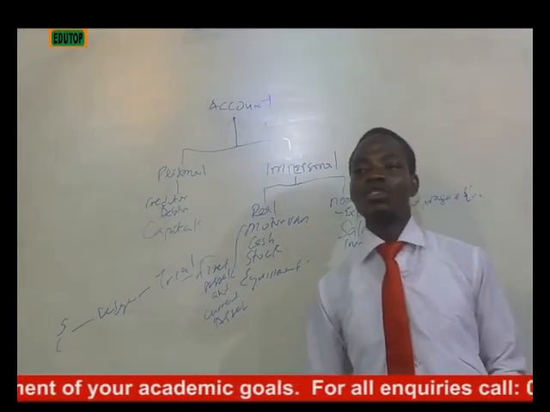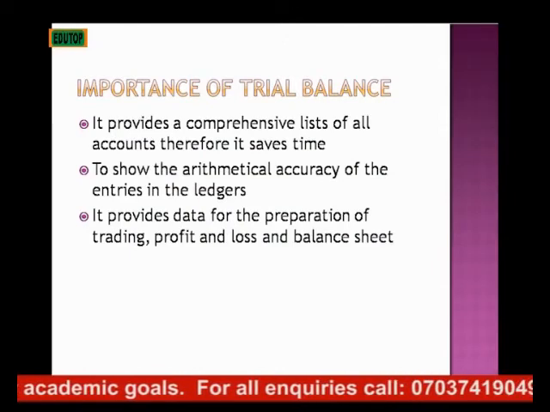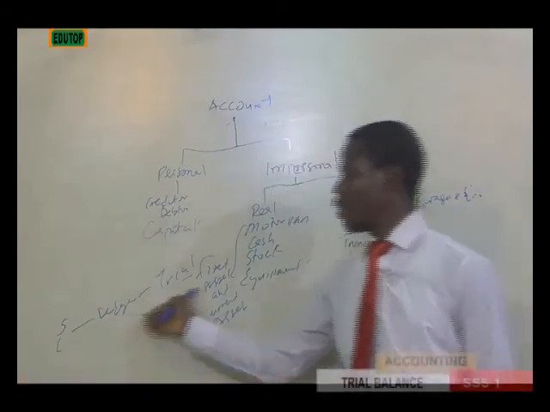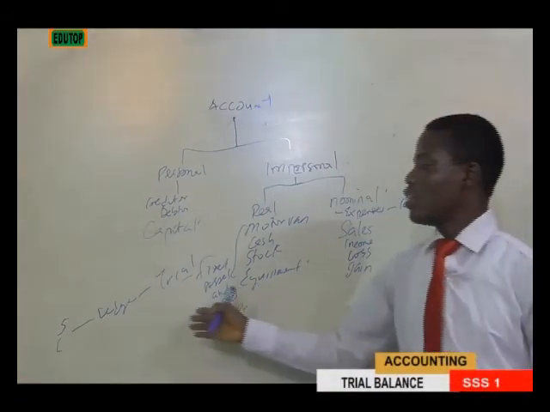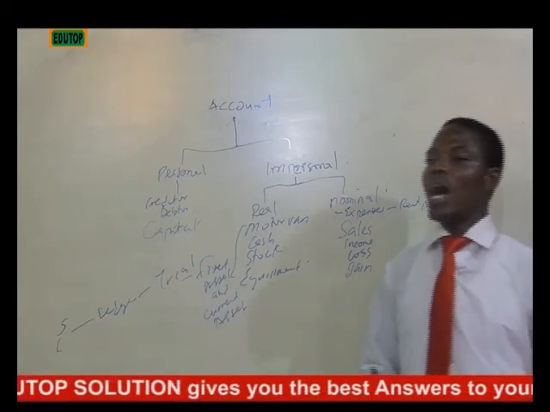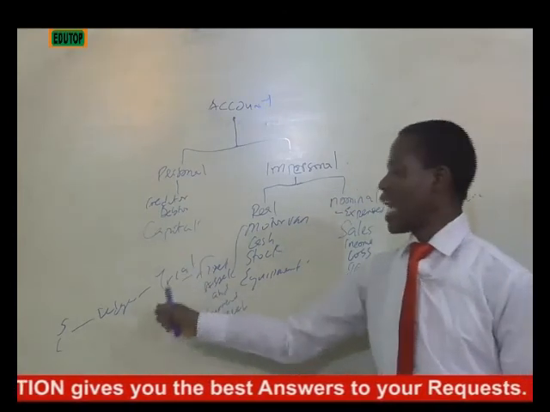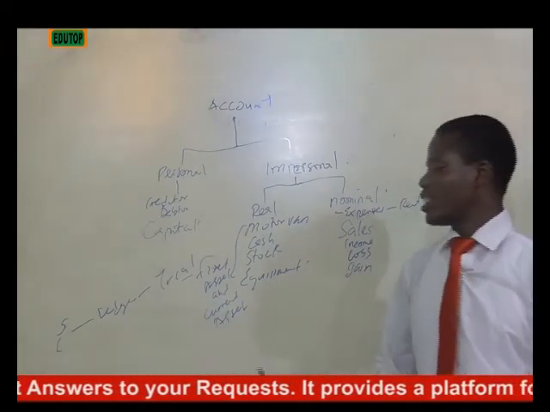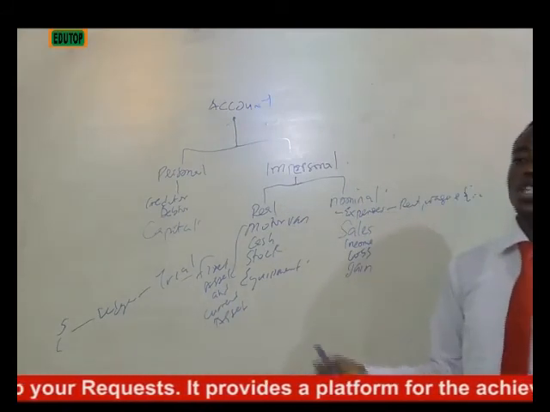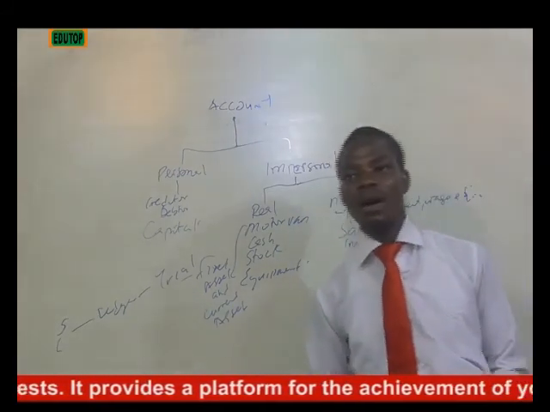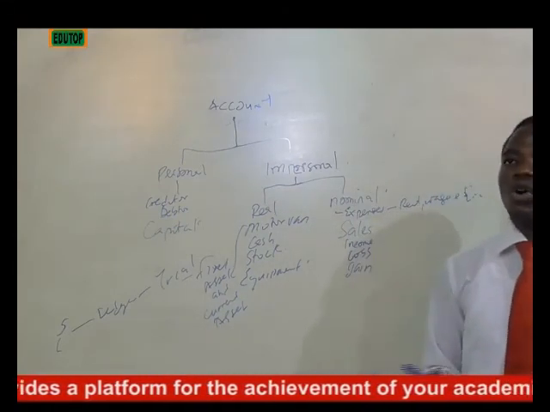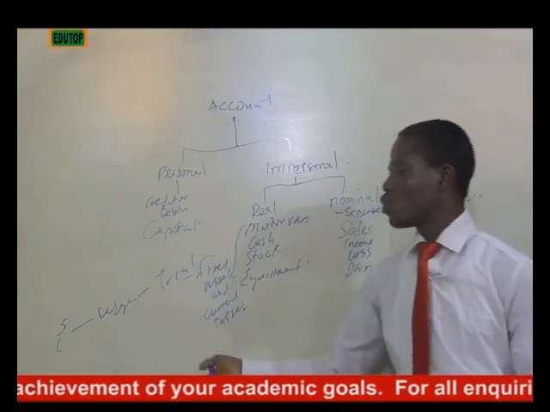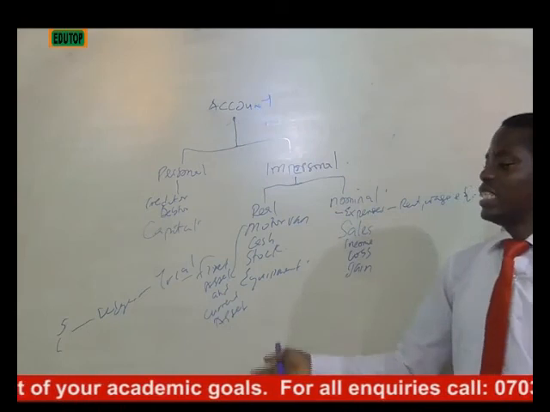Then another one is to show the arithmetical accuracy of the entries in the ledger. After you extract a trial balance from the ledger, to know that you are on the right track, the two sides of the trial balance must agree, and that is what we call arithmetical accuracy. When it is not balanced, that means there is a problem, depending on the posting of items, it might be due to wrong figures or any other things that may warrant that. So it helps us to know the arithmetical accuracy of the entries in the ledger.